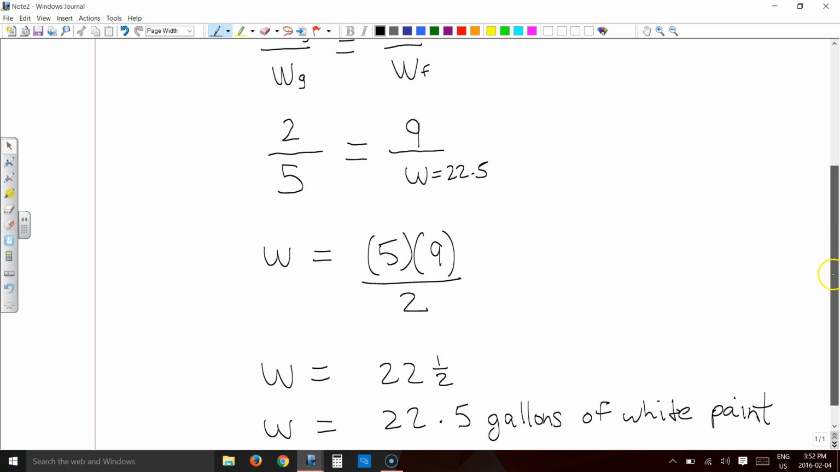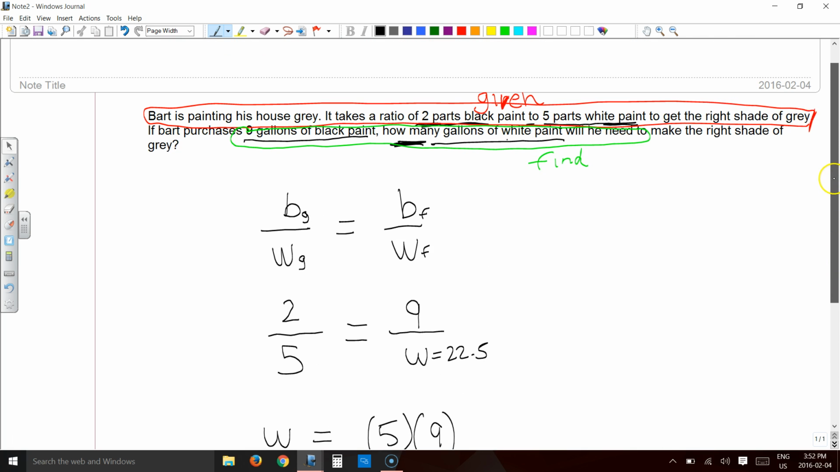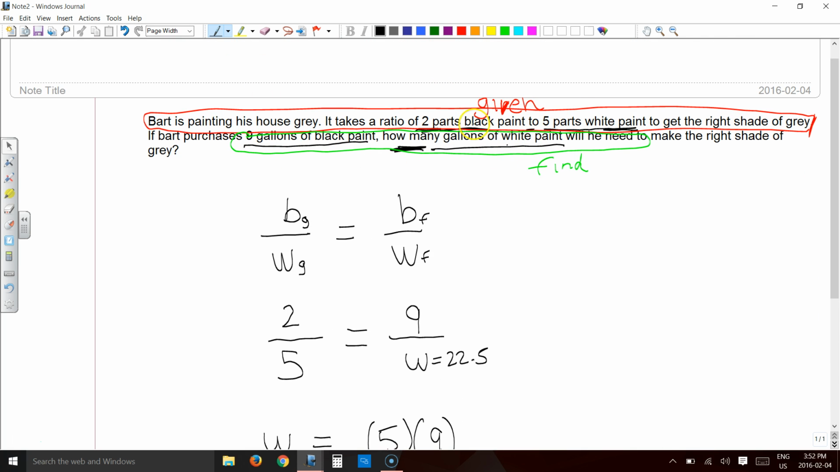And that is basically how we would set up a question like that, solving for a proportion, and also how to take a word problem and prepare to put it into this proportion formula that I've created here.